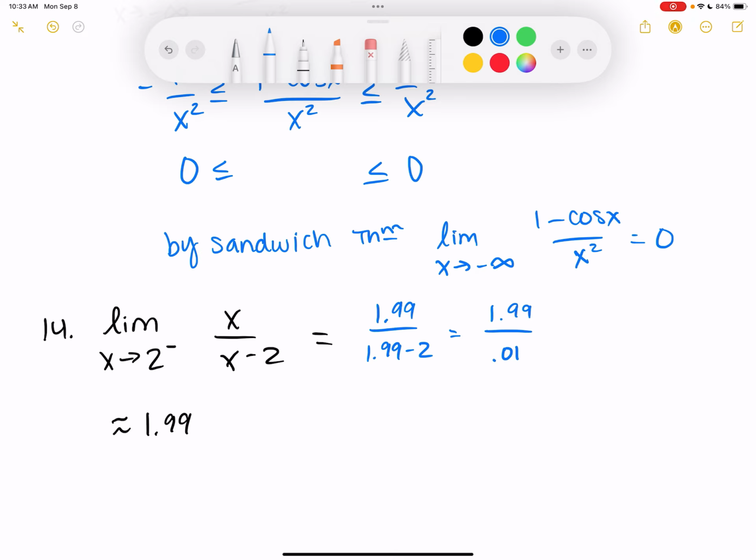So if you evaluated that, what do you get? Basically, a pretty big number. And so that would tell us that the bottom should be negative. So that's going to negative infinity, because 1.99 minus 2 should be a negative number. I just forgot to write the negative. So that would be going to negative infinity.